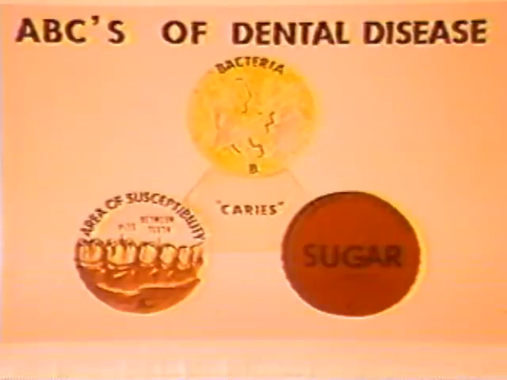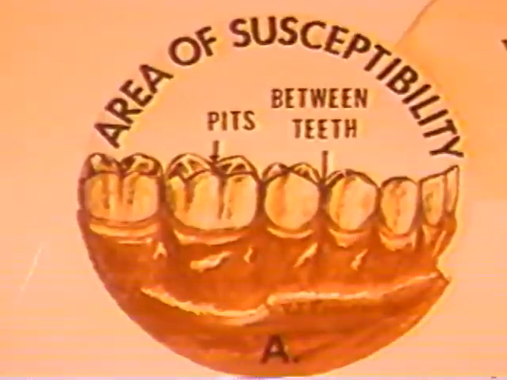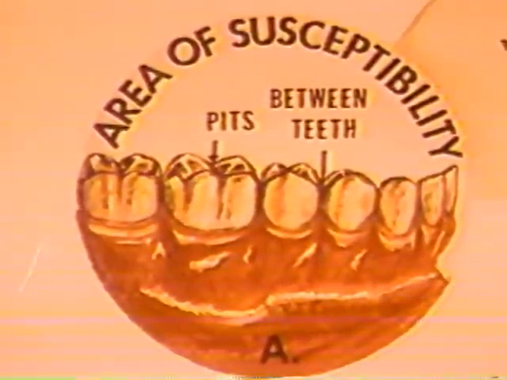We must think of the ABCs of dental disease. In order to get dental caries or cavities, we must have the three factors occur together: A, an area of susceptibility; B, bacteria; and C, carbohydrates, especially sugar. An example of the area's susceptibility on a tooth can be any one of its 5 surfaces.